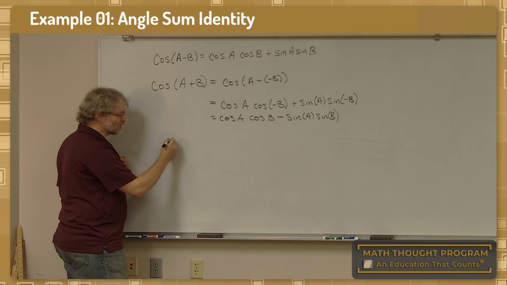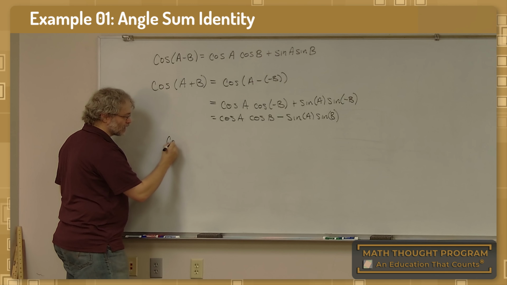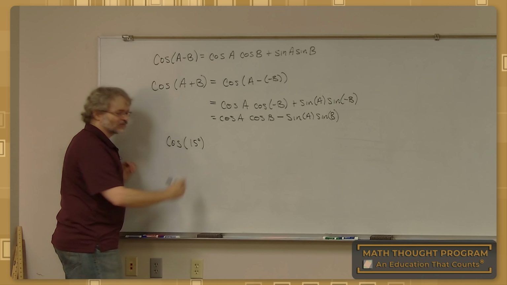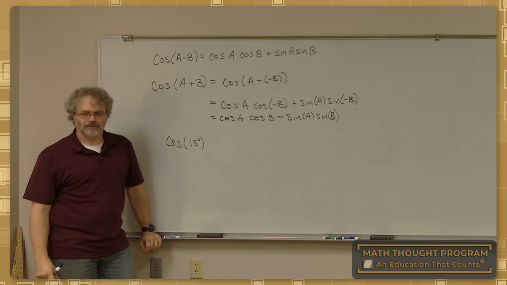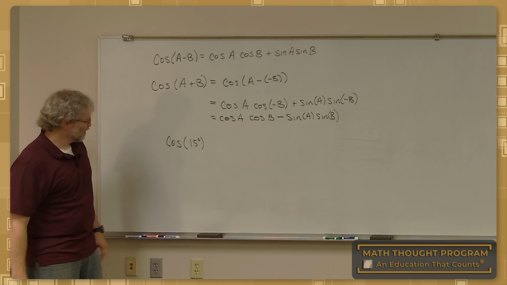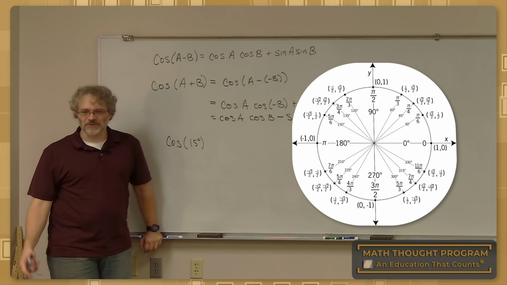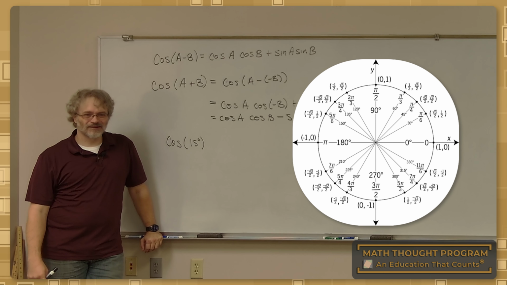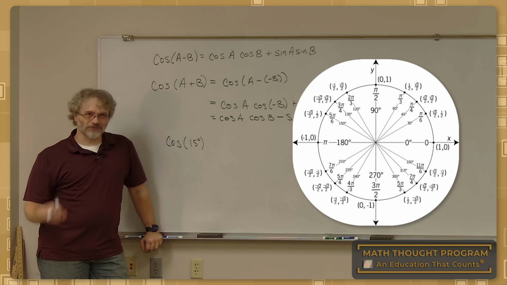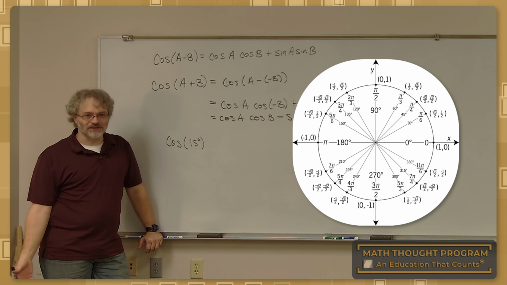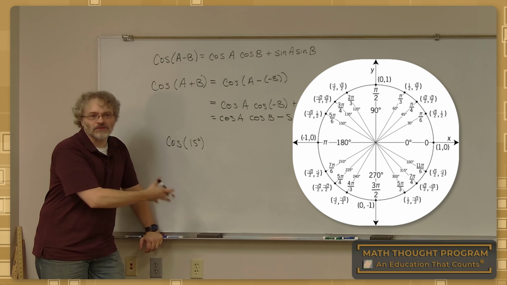Well, let's say for the moment that we want to calculate the cosine of 15 degrees. What? Cosine of 15 degrees? Was that something that we had to memorize on the unit circle? We had to know 30, 45, 60, 120. We didn't have to know 15 degrees. That's not fair. How can I know this?